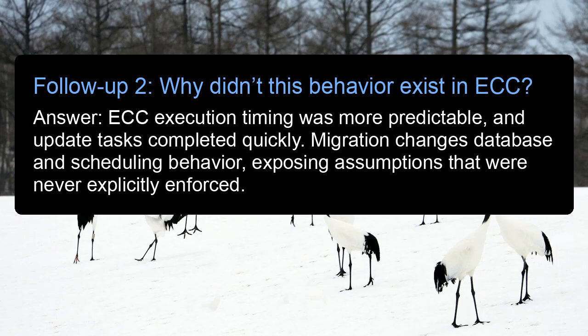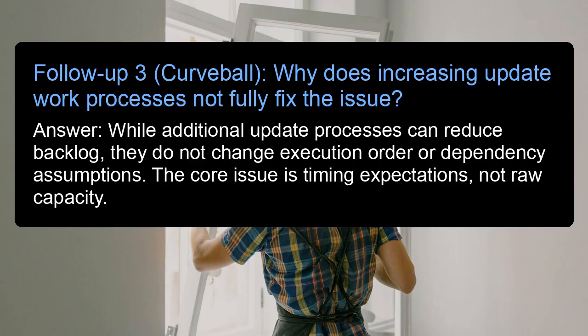Answer: ECC execution timing was more predictable, and update tasks completed quickly. Migration changes database and scheduling behavior, exposing assumptions that were never explicitly enforced. Follow-up 3. Curveball. Why does increasing update work processes not fully fix the issue? Answer: while additional update processes can reduce backlog, they do not change execution order or dependency assumptions. The core issue is timing expectations, not raw capacity.